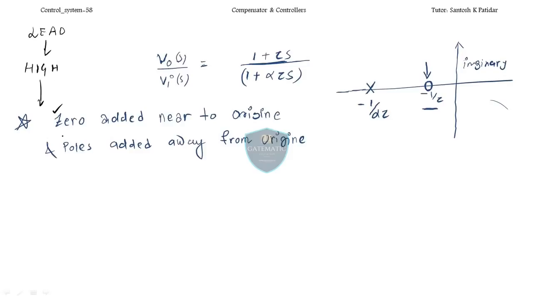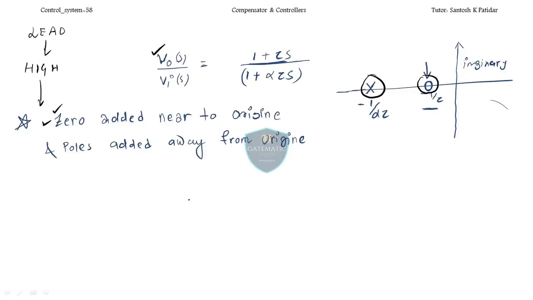In the high pass filter, the third point is the zero is added near to the origin and the pole is added away from the origin. You can see here, this is the zero and this is the pole, and this is a very important thing, that is the transfer function of the lead compensator, that is 1 plus tau s divided by 1 plus alpha tau s. This is the standard format you have to remember.